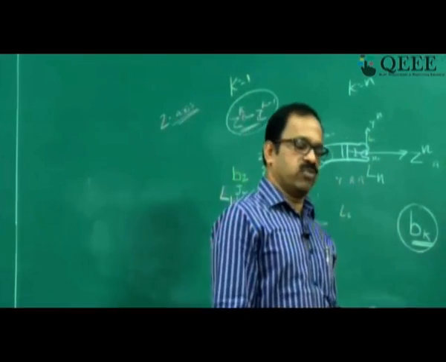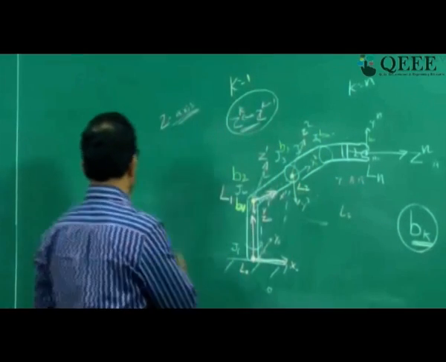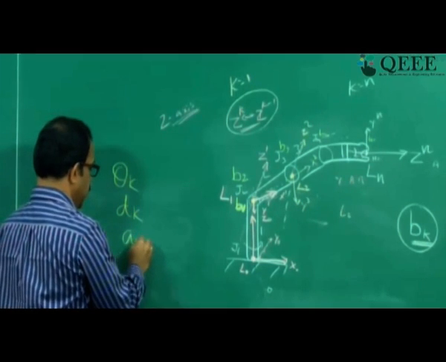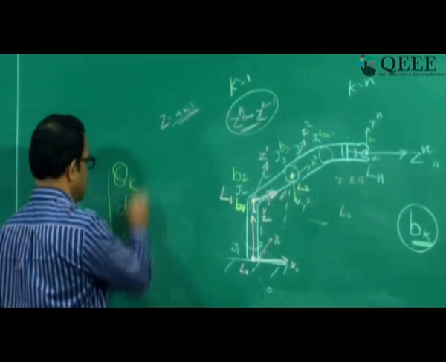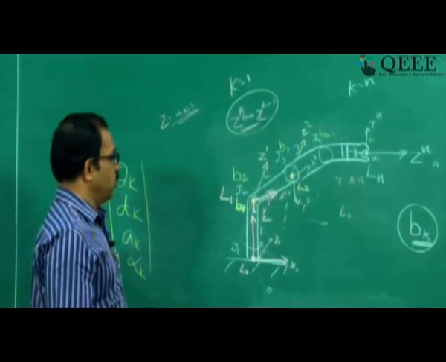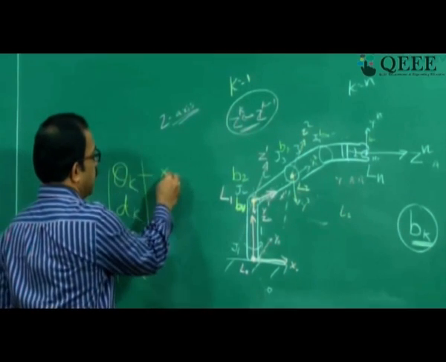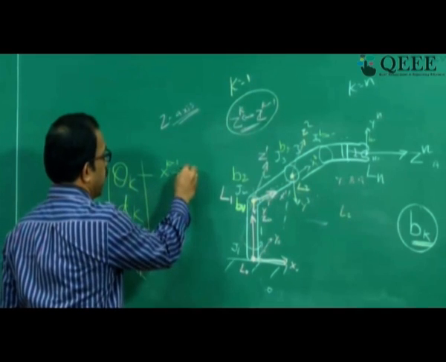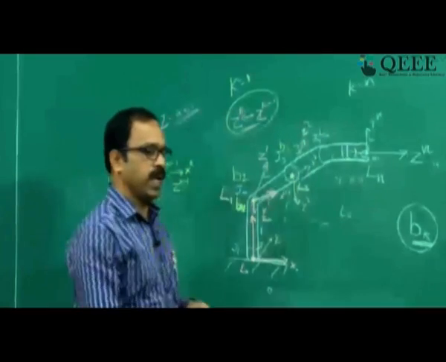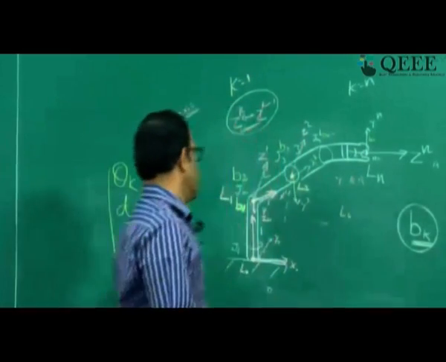Okay, compute theta k. The next step is to identify the joint parameters theta k, dk, ak and alpha k for this joint. That is the next step in the algorithm. We need to compute theta k. Theta k is the joint angle. Theta k is the angle between xk minus 1 and xk, measured about zk minus 1.